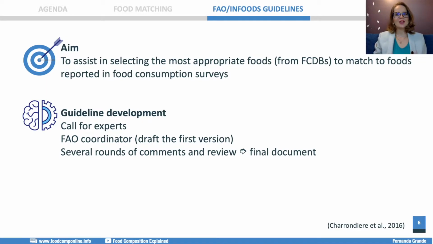So to prepare this guideline, a call of experts for establishing the guidelines was issued via the INFOODS mail list, and they were guided by an FAO coordinator who was responsible for preparing the first draft of the guidelines. And this document was circulated among the experts via email, who reviewed and added suggestions to the document several times until developing the final document.